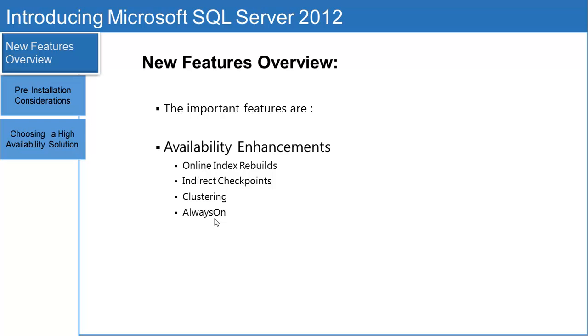AlwaysOn. AlwaysOn is the big new high availability disaster recovery feature in SQL Server 2012. In fact, it was initially referred to as HADRON. HADRON stands for High Availability Disaster Recovery AlwaysOn. AlwaysOn uses clustering technology for failover while also keeping multiple mirrored copies of the database.